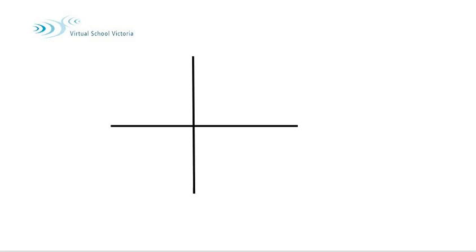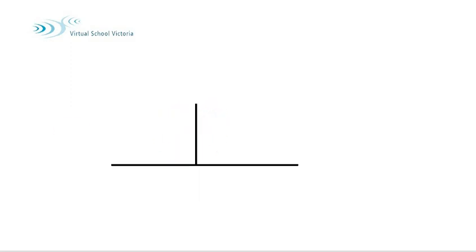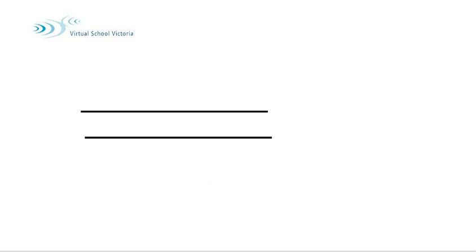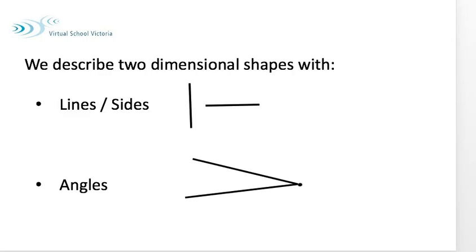And of course, you can do lots of things with different lines. For example, two intersecting lines with four right angles, perpendicular lines with a horizontal and a vertical joining at a point, and of course parallel lines that are always an equal distance apart and they never meet. Now, when we are talking about lines and shapes, we use language like lines, sides and angles.